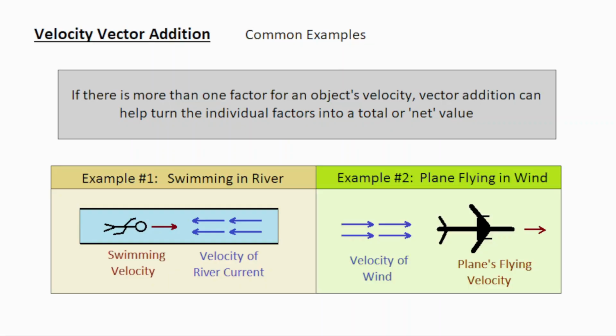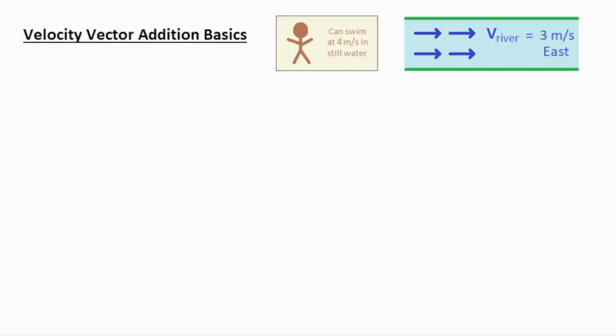The second example is an airplane flying through wind. Both the plane's engines and the wind will contribute to the overall velocity of the airplane. Here, looking at some basic examples, I'll use the swimmer and the river. It is known that the swimmer can paddle at 4 meters per second in still water, and the river carries a current of 3 meters per second to the east.